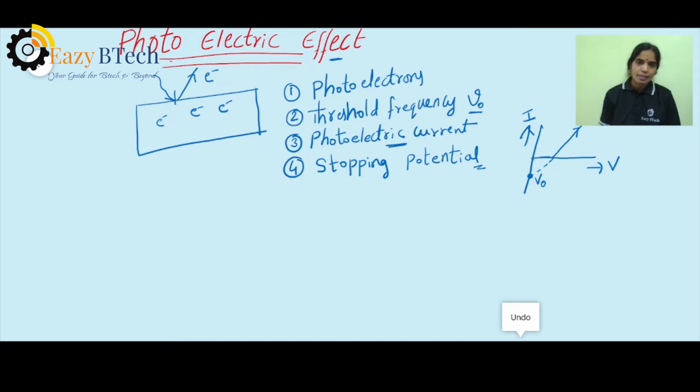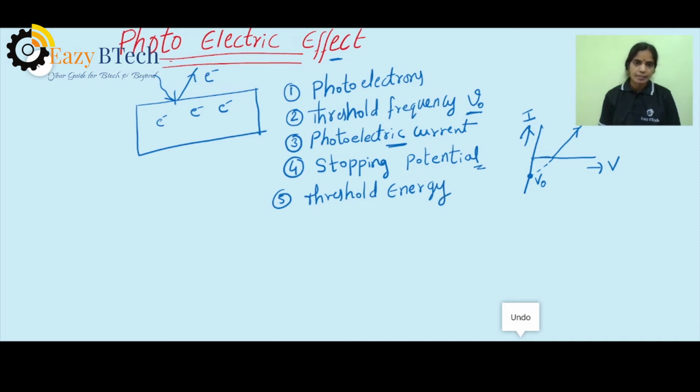Next comes threshold energy. We already defined threshold frequency, the minimum frequency that is required. The energy corresponding to the threshold frequency is your threshold energy. We said that at a certain frequency photoelectric emission takes place. That frequency we call the threshold frequency, and the energy corresponding to this threshold frequency is the threshold energy.